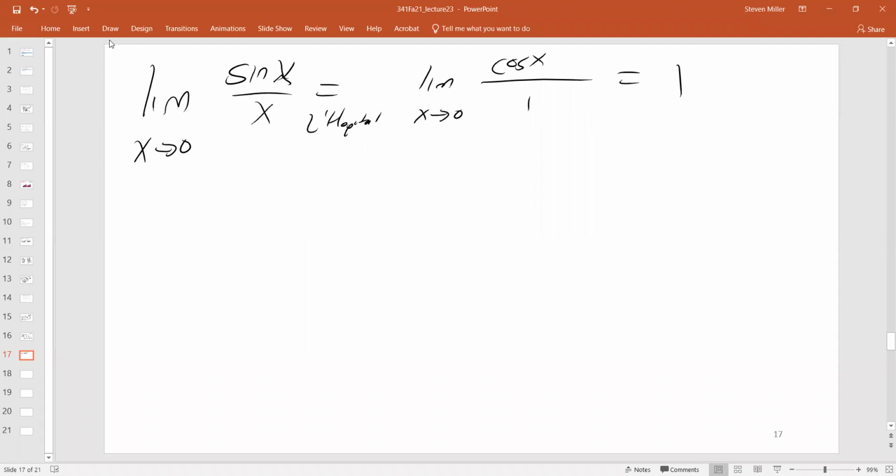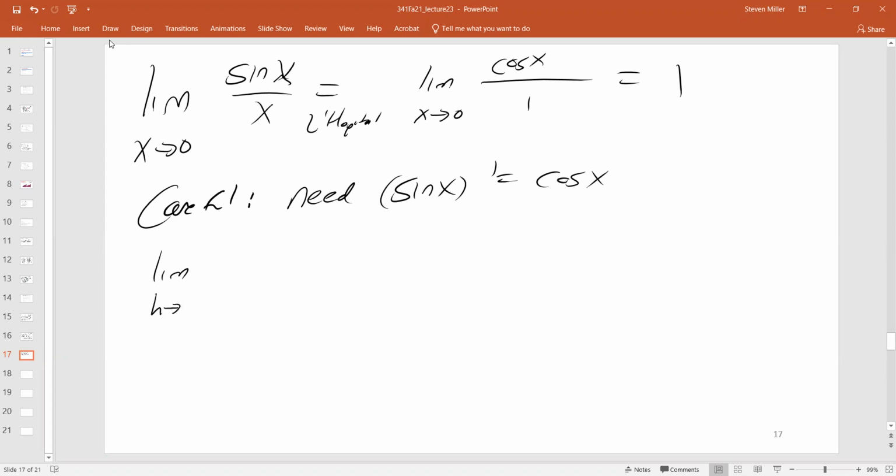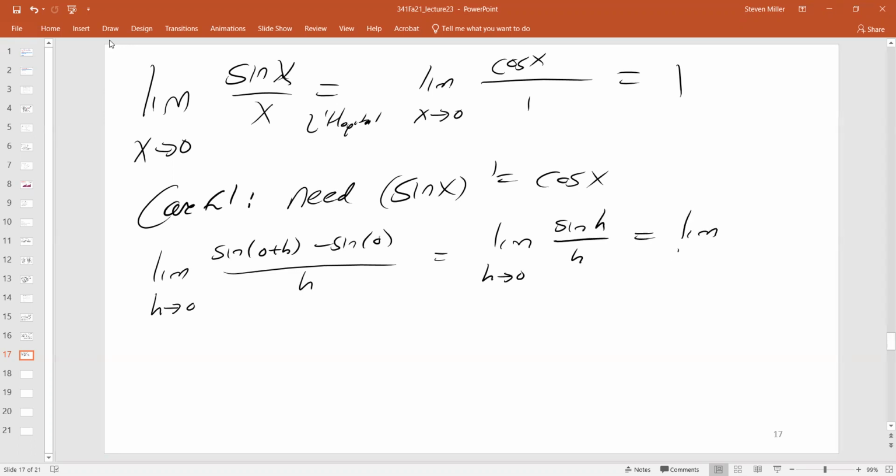Okay. Careful. We need the derivative of sine of x is cosine of x, right? How do you find that? You need to calculate the limit as h goes to 0 of the sine of 0 plus h minus the sine of 0 over h, which is the same as the limit as h goes to 0 of the sine of h over h, or if you just swap letters, x goes to 0 of the sine of x over x.